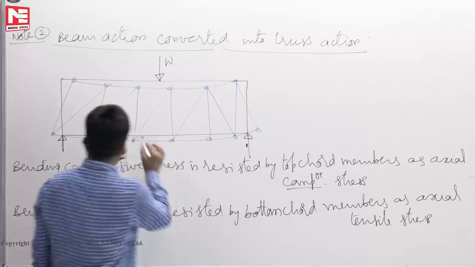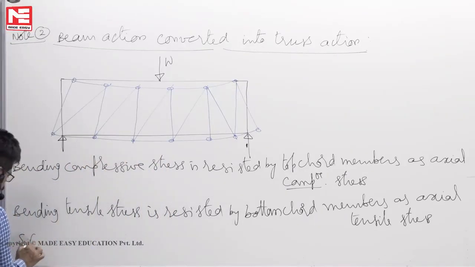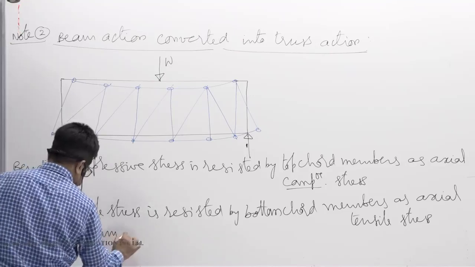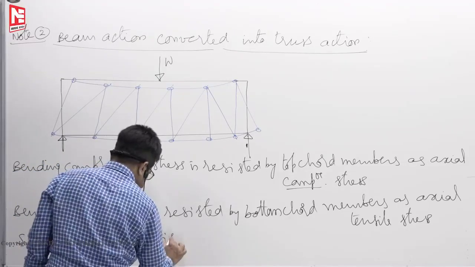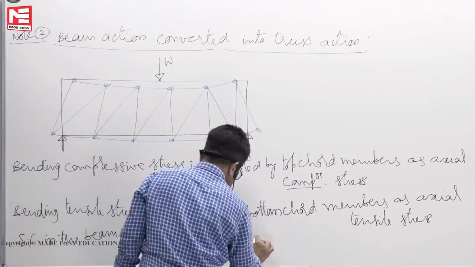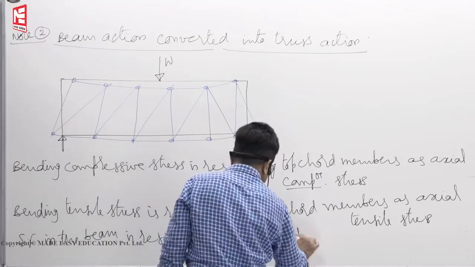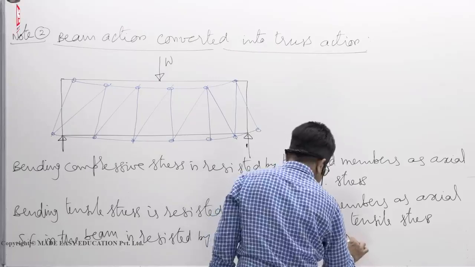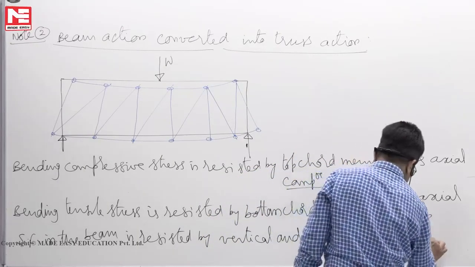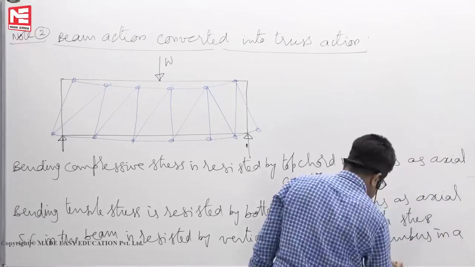Then shear force in the beam is resisted by vertical and diagonal members. Vertical and diagonal members in a truss.